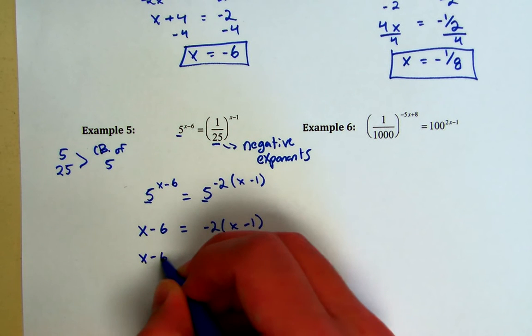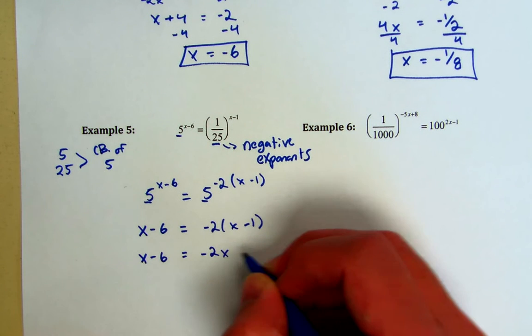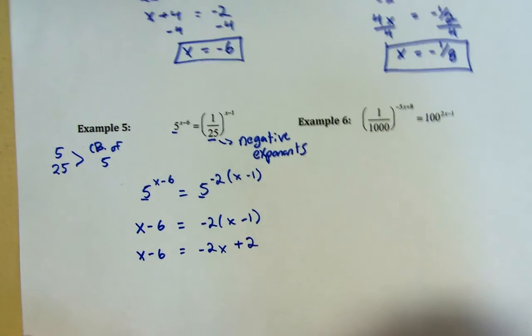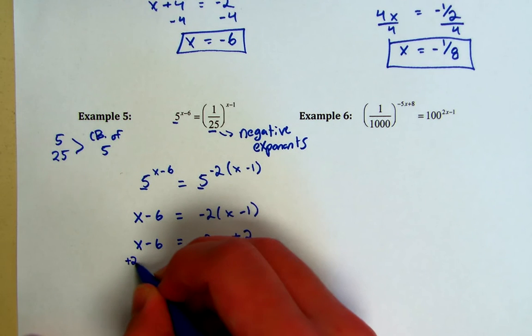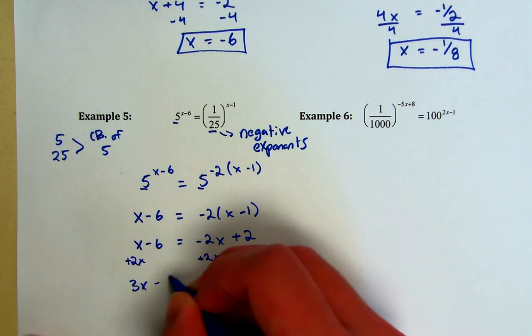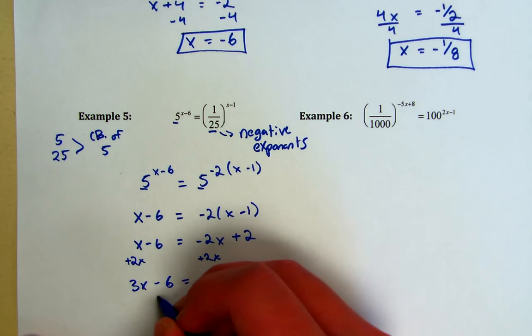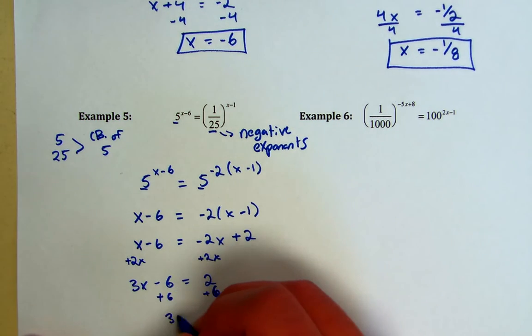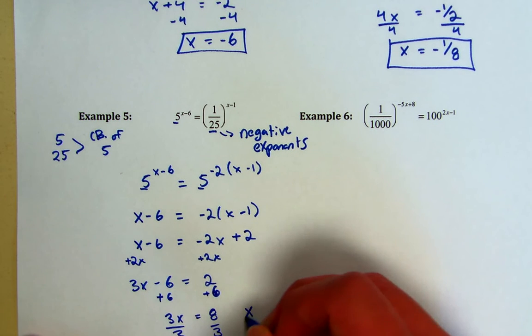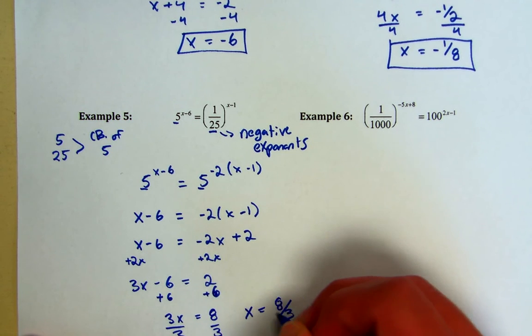So x minus 6 equals negative 2x plus 2. And now we use inverse operations. Plus 2x. 3x minus 6 equals 2. Add 6. 3x equals 8. And finally, x equals 8/3.